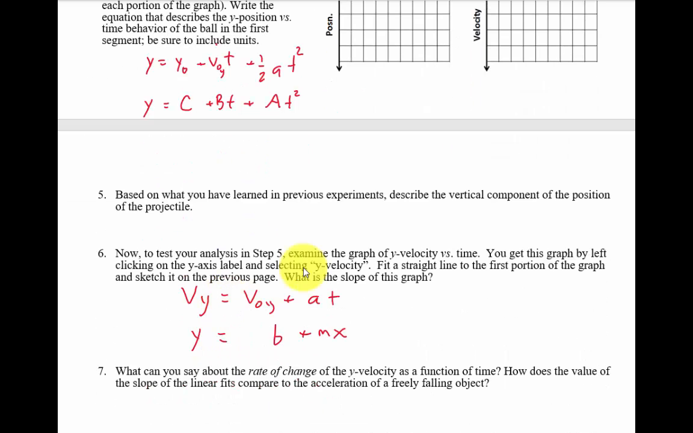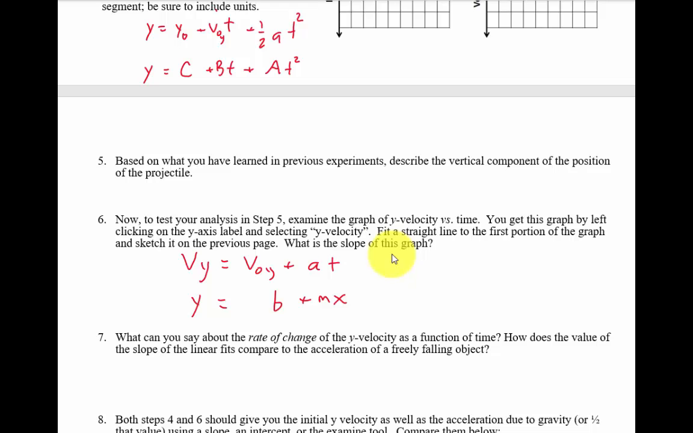Then you're going to take a look at the y velocity versus time. So this is how you get that graph, and you're probably going to fit a straight line to that. Why do we fit a straight line to it? Well, if I were to write the equation of motion for the y velocity, it would look a whole awful lot like this. If I were to fit this to y equals mx plus b, well, this is on the y-axis, this is on the x-axis, there's a really good chance that the slope is going to be roughly negative 9.8, and the y-intercept is going to be roughly your initial y velocity.